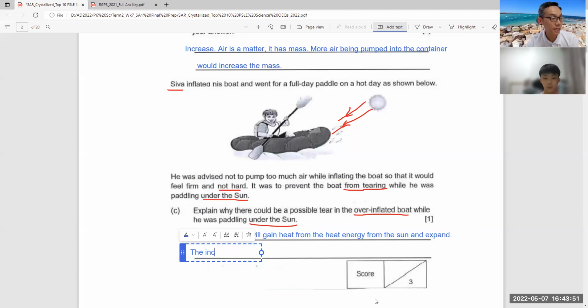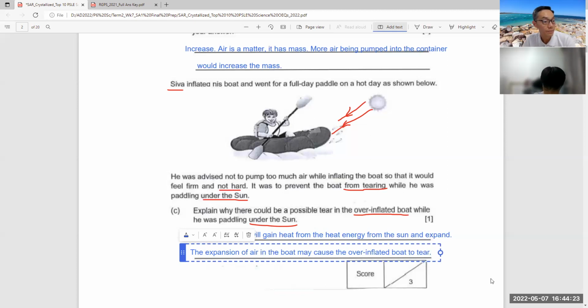Okay, the expansion of air in the boat may cause the overinflated boat to tear because it's made of rubber.